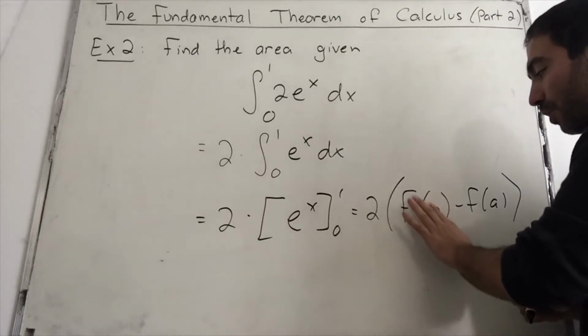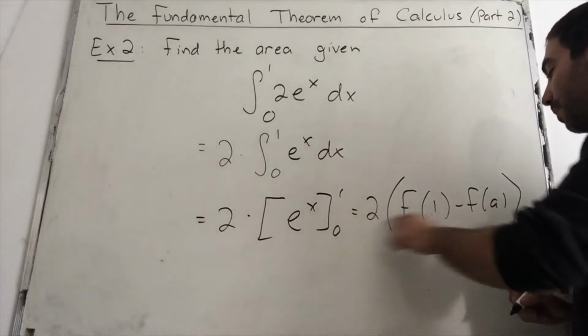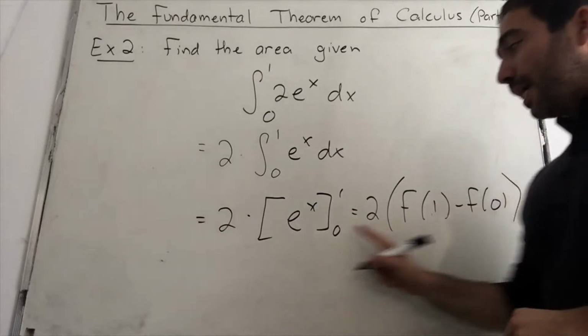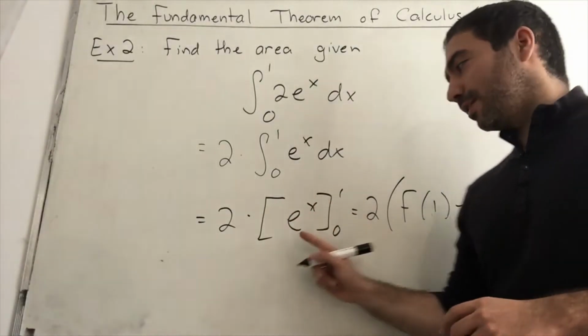Well, b is really just 1 in this case. It's the upper bound. And the lower bound a is just 0. So it's just capital F of 0. Capital F is the antiderivative, which we solved for was e to the x. The antiderivative of e to the x is e to the x.